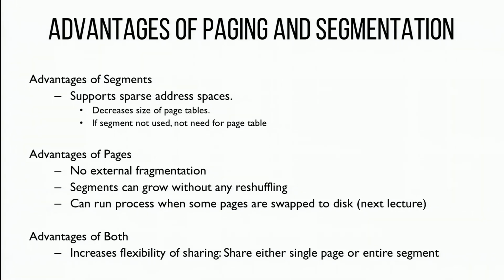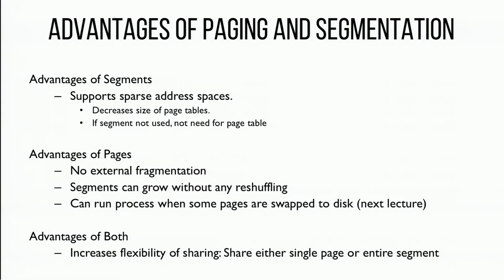We don't have any external fragmentation. We can just allocate any page we want. They're all equivalent. And as we'll see in our next lecture, this is going to let us run processes even when we don't have enough physical memory for all of the address spaces of all of the processes that want to run. We're able to swap out some of the pages to disk instead of having to be in physical memory.